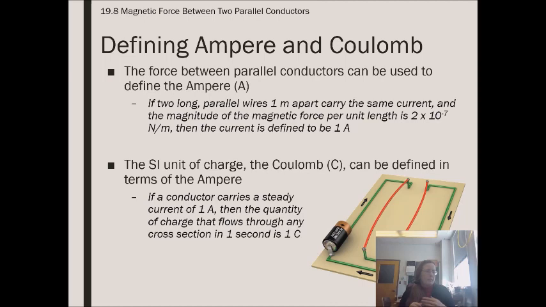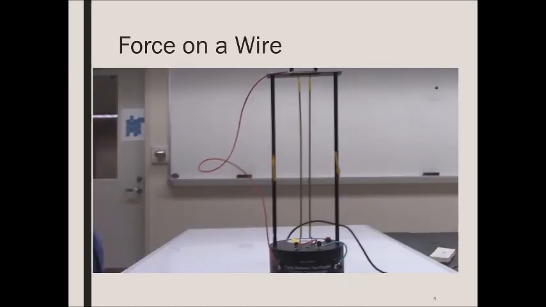And this exact force is how we now define what an ampere is and what a coulomb is, based on what forces we can generate from putting 2 wires next to each other. So basically it says if 2 long parallel wires are 1 meter apart carrying the same current and the magnitude of force is this number, then the current is defined as being 1 amp. And then similarly for 1 coulomb. Watch a short video and he's actually going to demonstrate this principle.